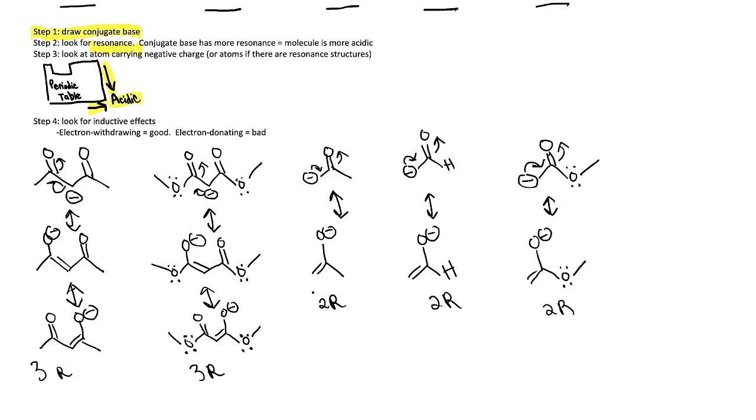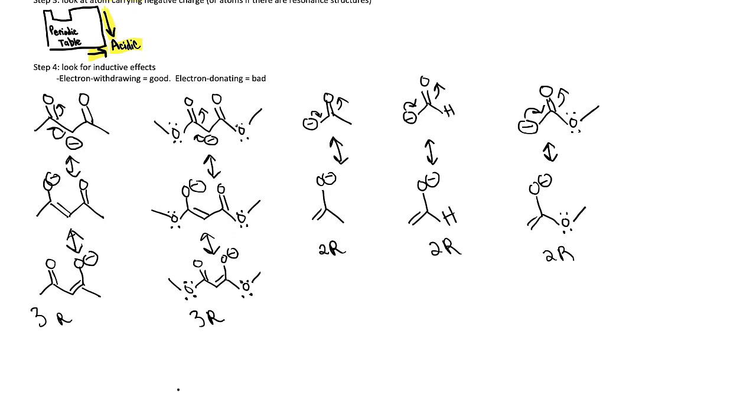So I'm going to say that these two are going to be our top ones. They're going to be 1 and 2, and these are going to be 3, 4, and 5. Now we can move on to our other acidity rules.